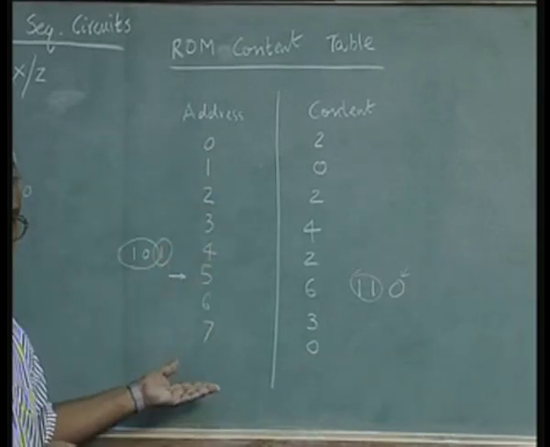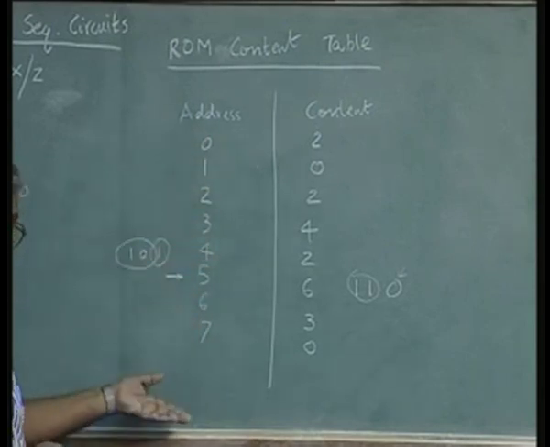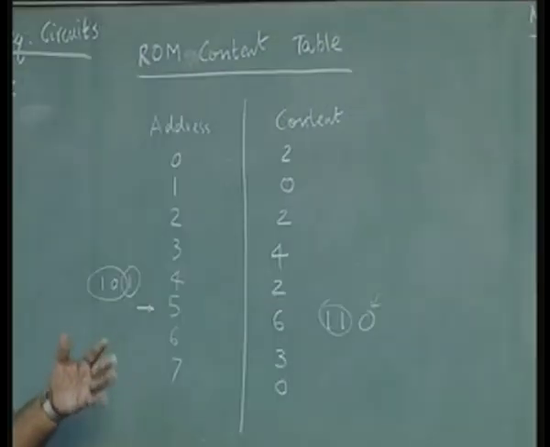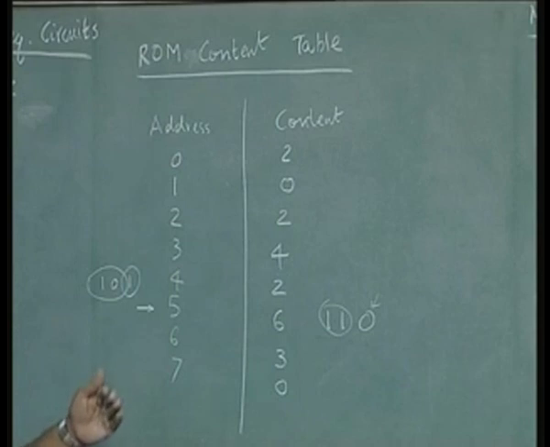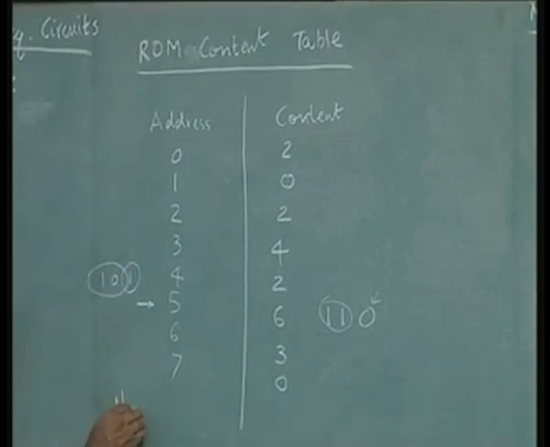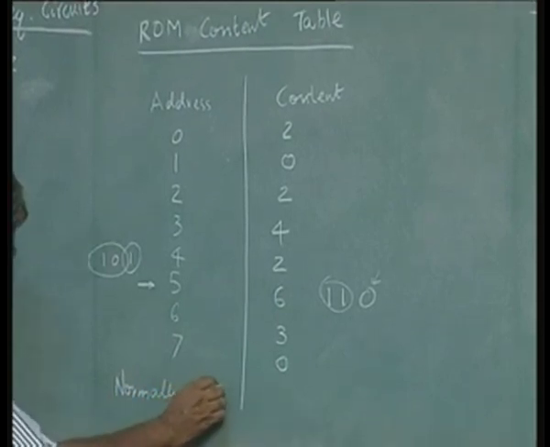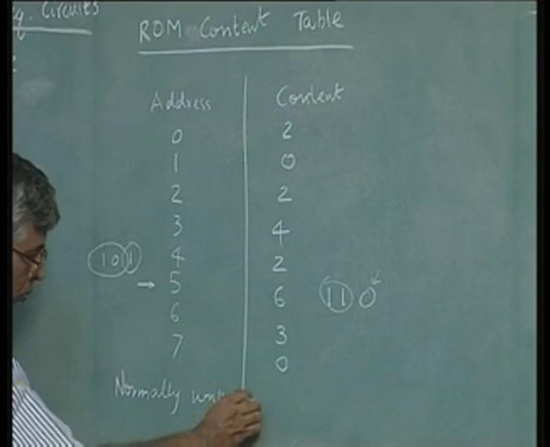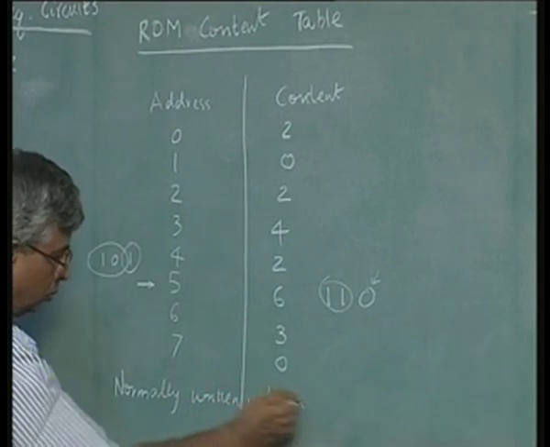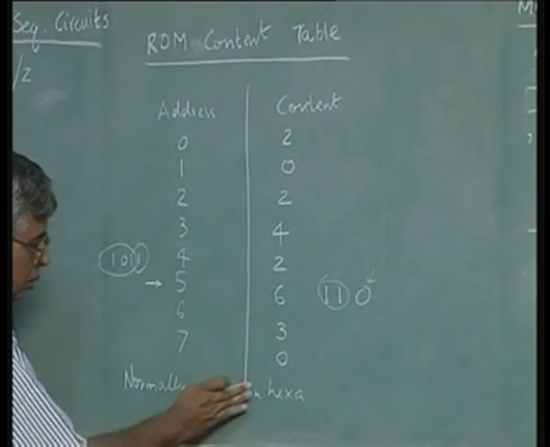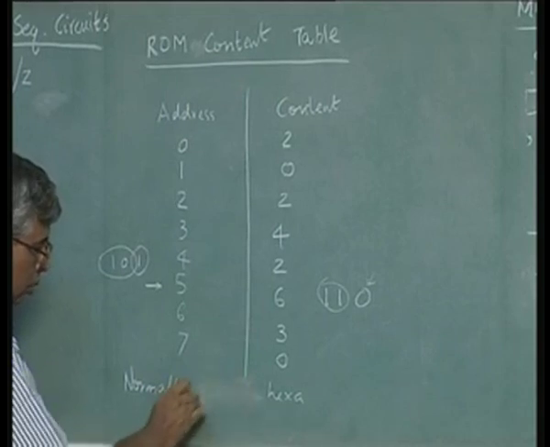This is a very simple trivial example. Usually they have many more rows, and they usually use hexadecimal representation. They don't stop with decimal; it is normally written in hexadecimal form.